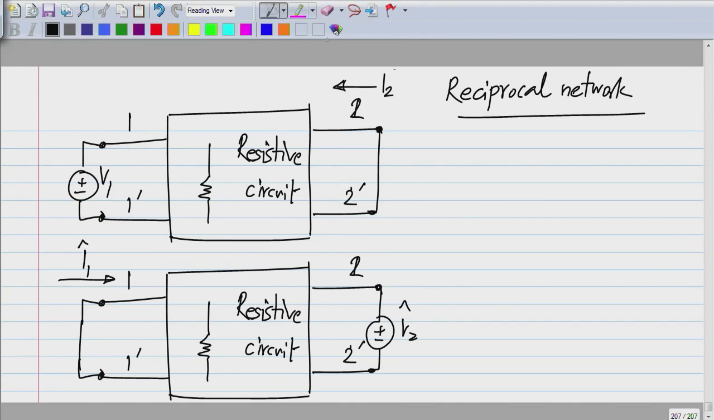Now the reciprocity result was that I2 by V1, that is, you apply a stimulus to the left, find the cause on the right side, will be exactly the same as I1 hat divided by V2 hat, where you apply a stimulus to the right side and find the effect on the left side. Now if you look at this picture, this port 2 is short circuited and you are applying V1 and measuring I2. So clearly this is nothing but Y21. So this is basically measuring Y21 here.